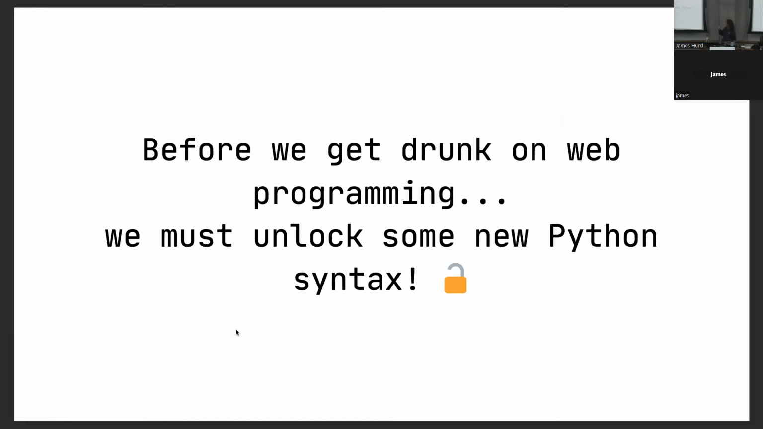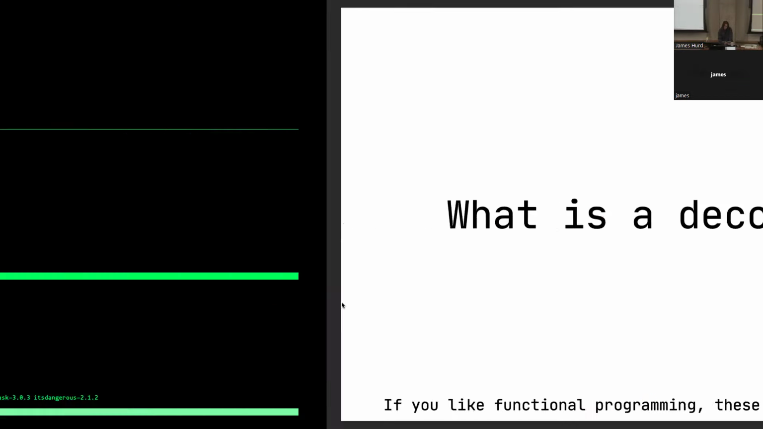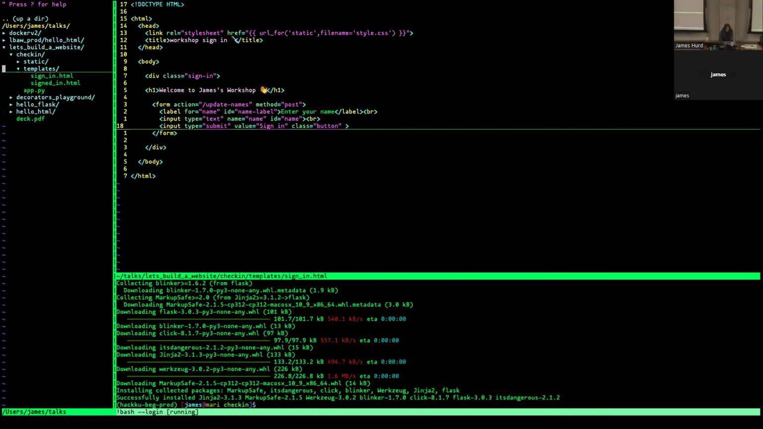So before we get into web programming, there's one piece of new Python syntax that people from 168 and 268 haven't seen that we need to talk about. Just very quickly, we have to talk about decorators. If you like functional programming, these just implement higher order functions. If that didn't mean anything to you, that's okay. No worries. So in terms of decorators, what is a decorator exactly?